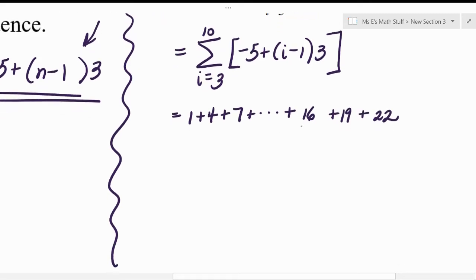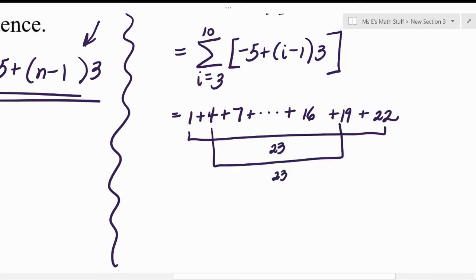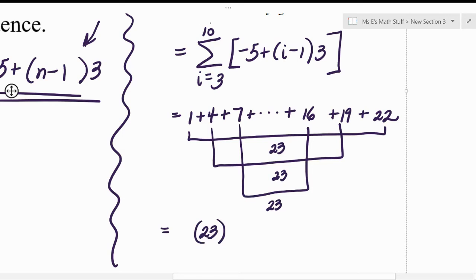Actually, it wasn't even 10. Oh my goodness, I could have just written them. Whatever. Anyway, so let's do our trick. First plus the last term, 23. Second plus second to last, 23. And yep, 23. So how many 23s would we have? Well, you could actually look here. You would have had 10 numbers in your list, but we started at 3. So we skipped 2 numbers.